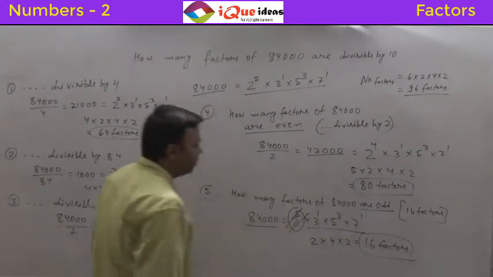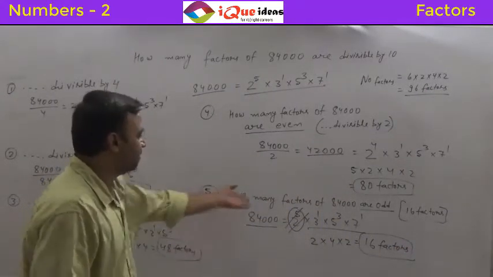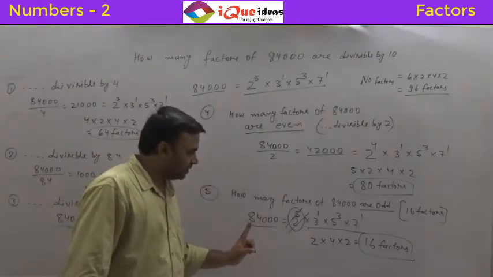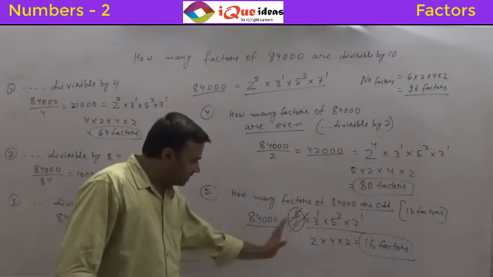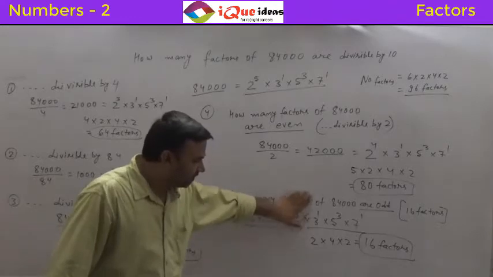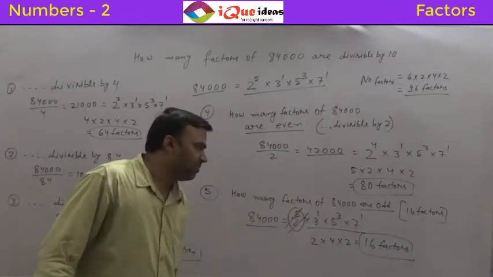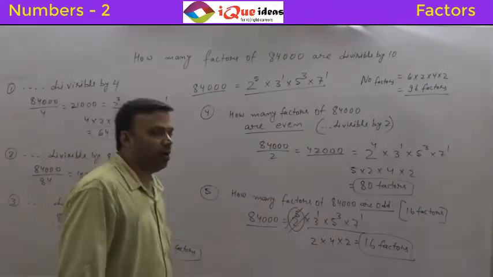Because in the exam, you may not have both the questions. There will be just one question. So number of factors which are odd, how will you find it? Factorize, remove the powers of 2. Completely remove the powers of 2. Then find the number of factors for the remaining portion. All those factors will be odd.